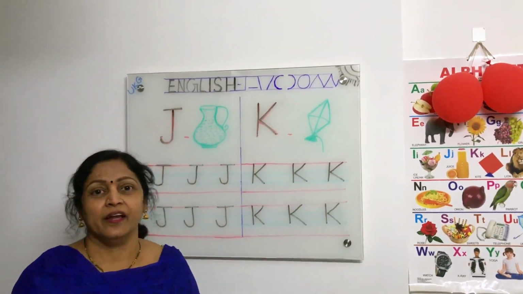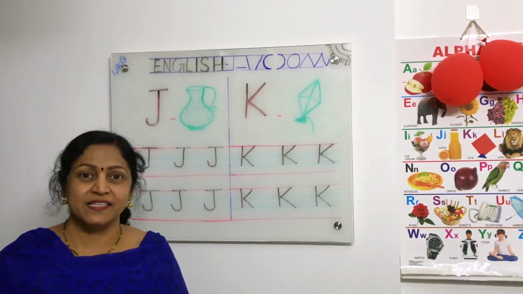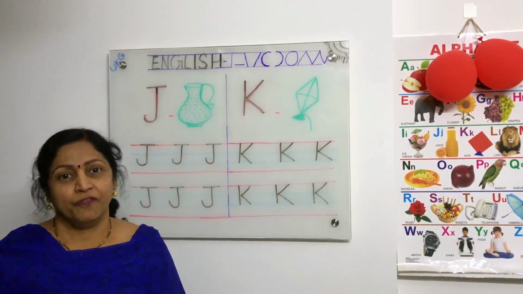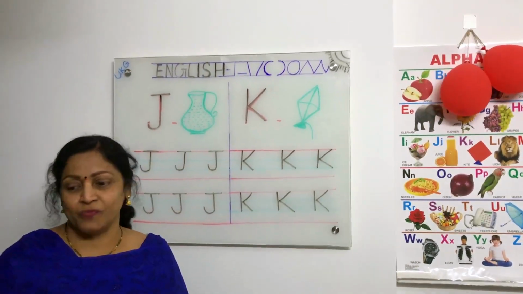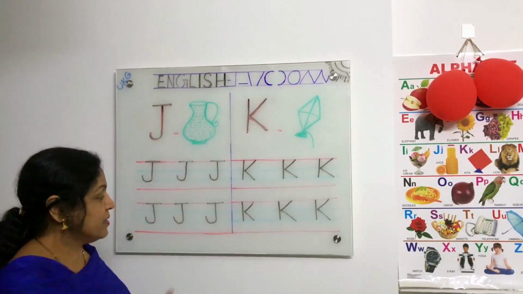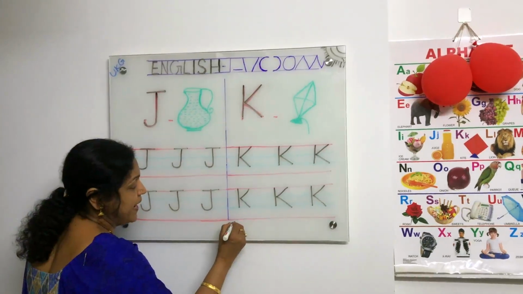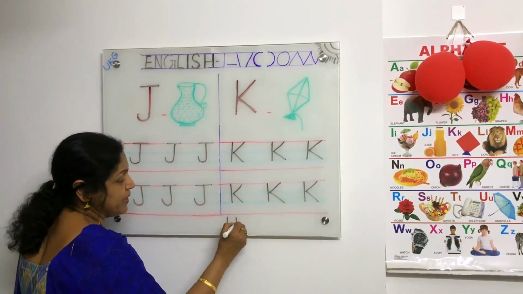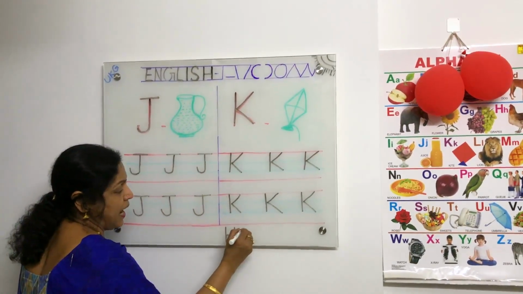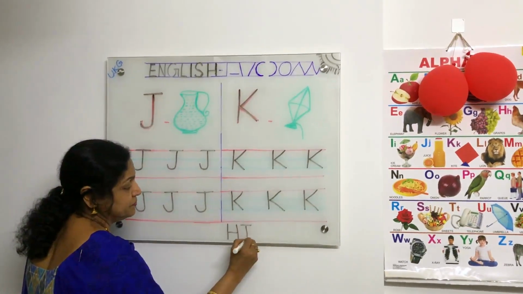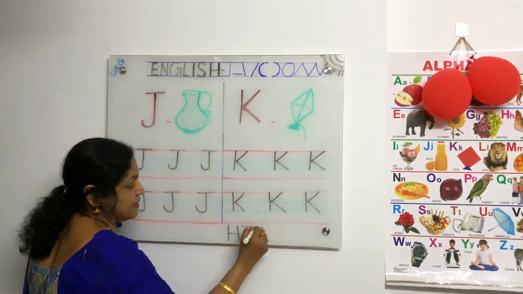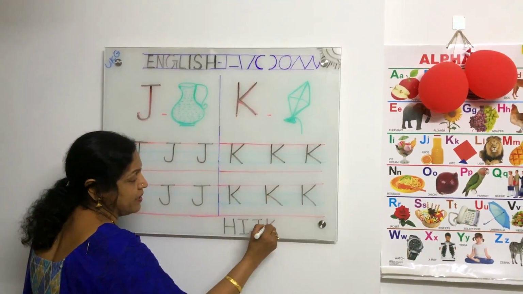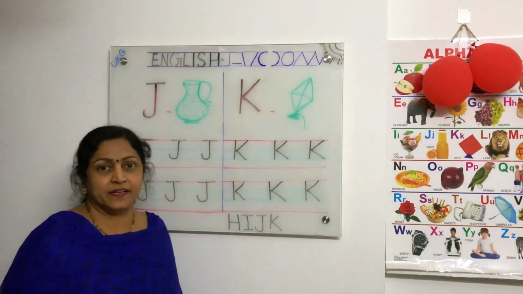So what is this? This is capital letter K. Now what we have learned, children, in this class? We have learned 4 capital letters. What are they, children? H. Okay. H, I, J, K. Okay. So we have learned 4 letters.